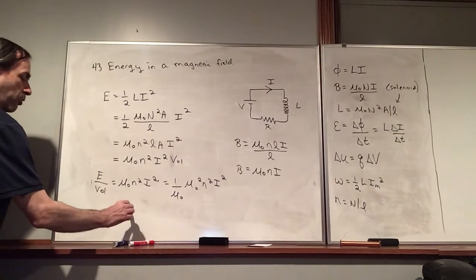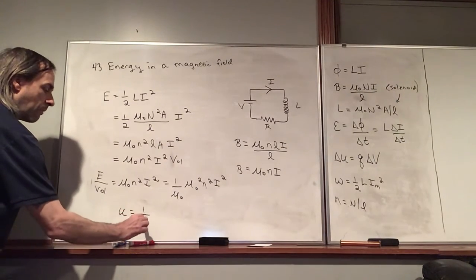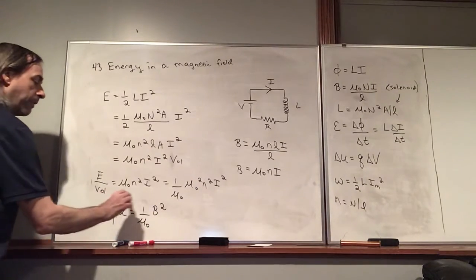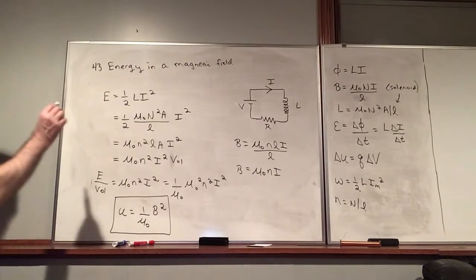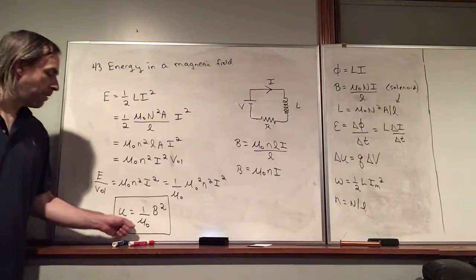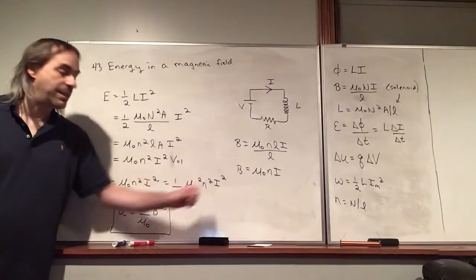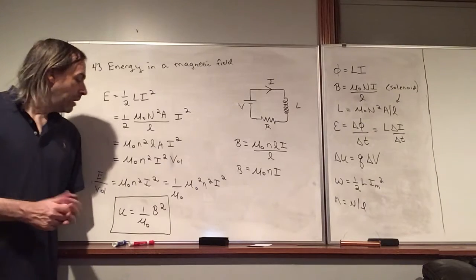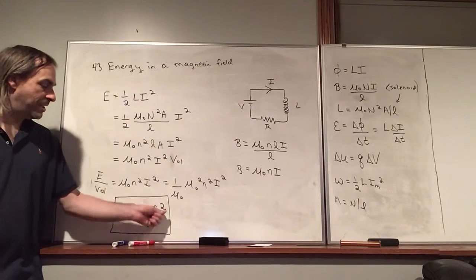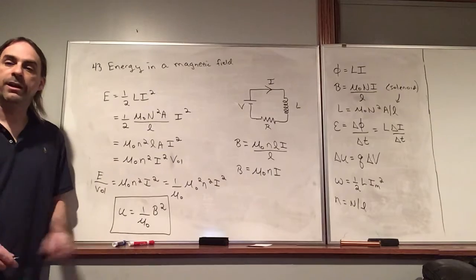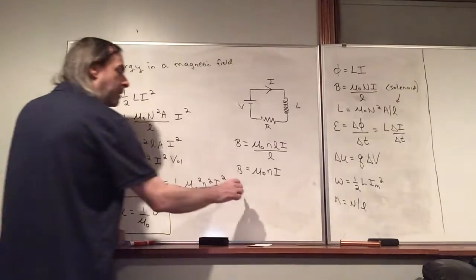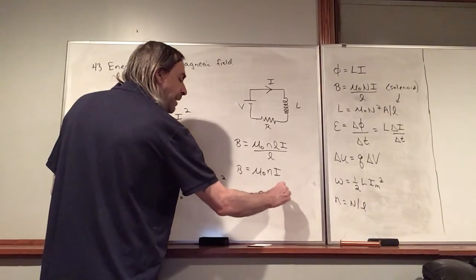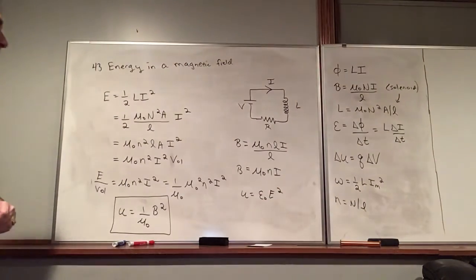We use a lowercase u for that. And that's the end result that we wanted. So the energy density is 1 over 2 mu naught times B squared. All this is just B, the magnetic field in the solenoid. And so we see that the energy density is proportional to the magnetic field squared. Just like with capacitors, we found that the energy density was epsilon naught E squared. So again, it's kind of the same thing.